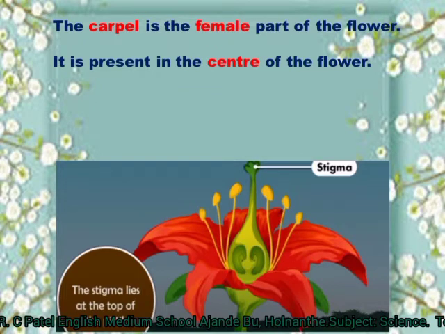The carpel is the female part of the flower. It is present in the center of the flower. As you can see in the picture, the stigma lies on the top of the carpel or pistil.